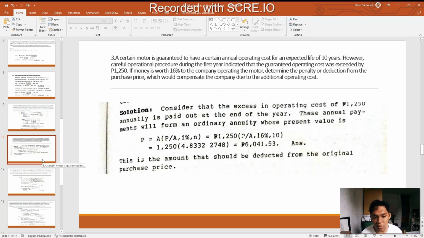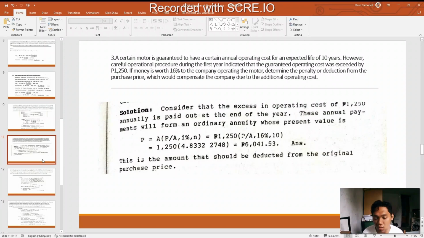quite simple. Considering that the excess operating cost of 1,250 pesos annually is paid at the end of the year, these annual payments will form an ordinary annuity whose present value is given by the formula P is equal to A times the functional notation of equal payment series present worth amount, or P over A, interest, N. So plug in the values: 1,250 pesos, which is the A, and then P over A, 16% interest rate, 10.